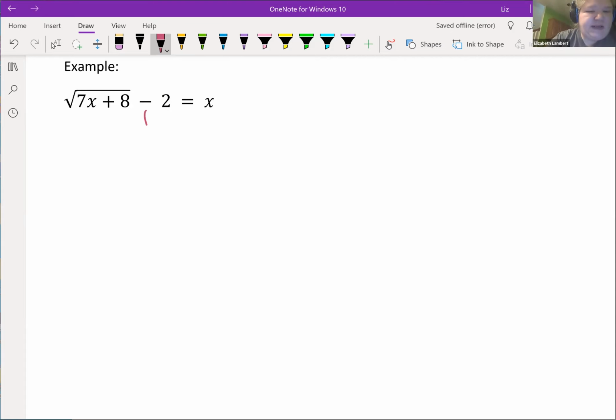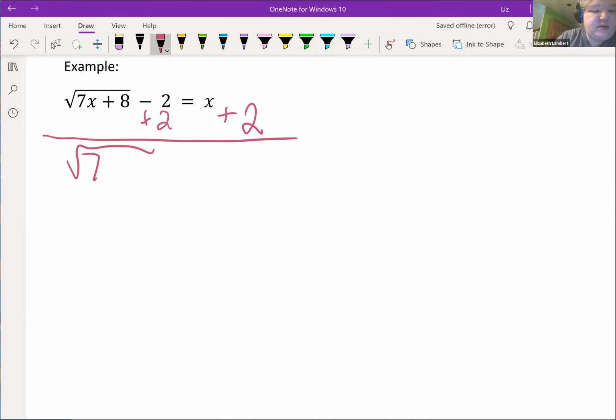So we're going to add the 2 first. Because remember, square both sides does not mean square each term. You have to square the entire side. So this is going to leave us with the square root of 7x plus 8 by itself and x plus 2 on the other side. My square root is by itself, so now I can choose to square both sides.